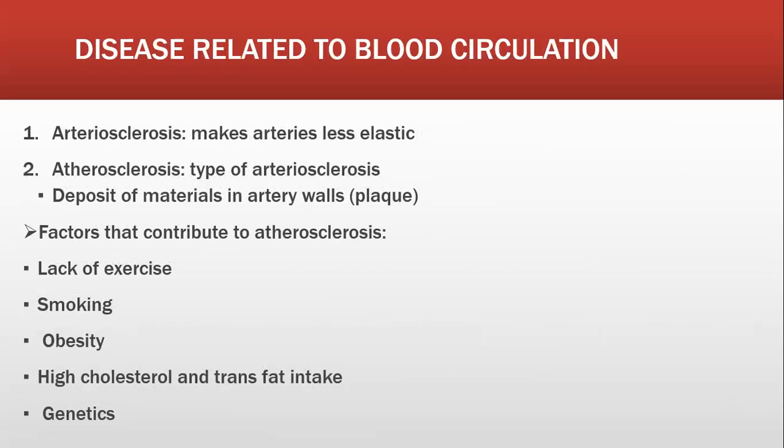So what are the diseases related to blood circulation? We have two, arteriosclerosis and atherosclerosis. When we say arteriosclerosis, it makes arteries less elastic, and atherosclerosis is a type of arteriosclerosis wherein there is deposition of plaques in the arterial wall. Factors that contribute to atherosclerosis are lack of exercise, smoking, obesity, high cholesterol and trans fat intake, and genetics.